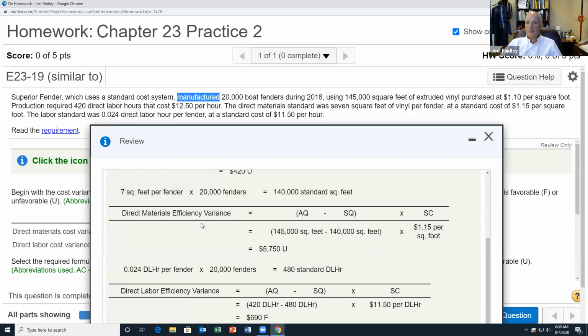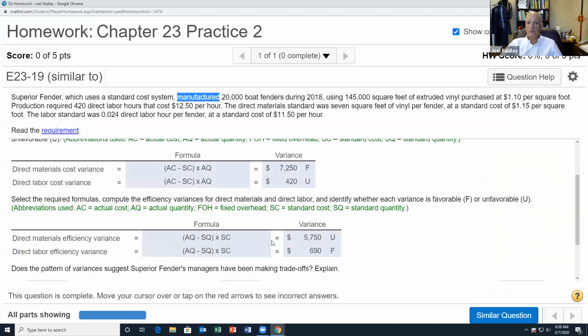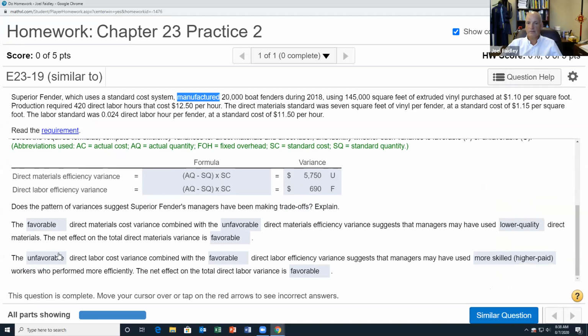And then the direct labor efficiency variance is my 420 minus 480, was that 0.024, which probably has it on here. I guess, yeah, there it is. 0.024 times 20,000 is 480. So I had 60 hours favorable times my standard wage, $690 favorable. So what does all that look like when we fill this out? Well, there's your direct materials cost variance and direct labor cost variance. And then your direct materials efficiency variance and direct labor efficiency variance.